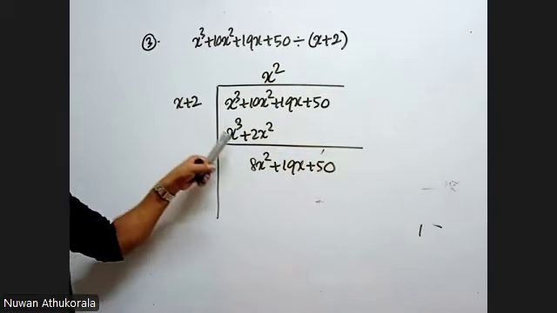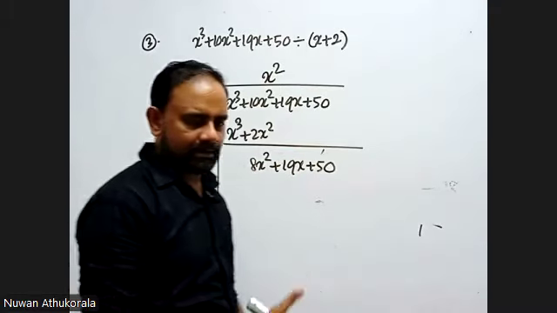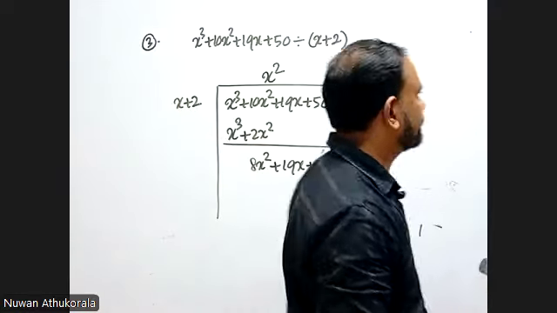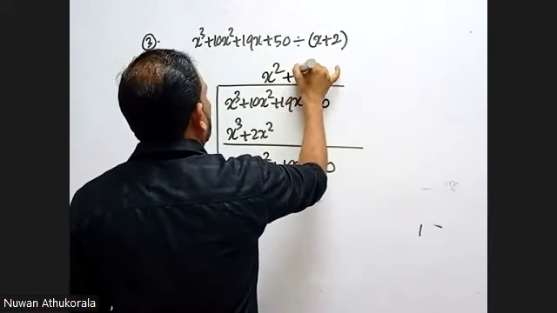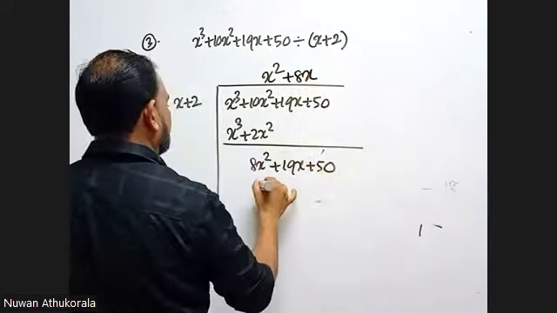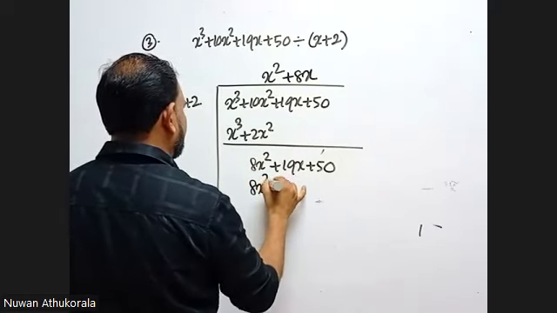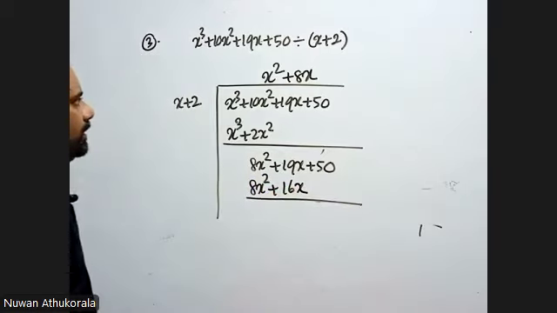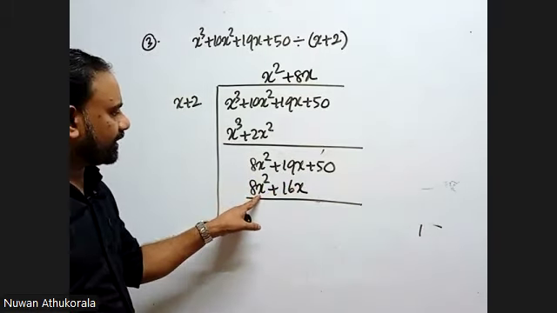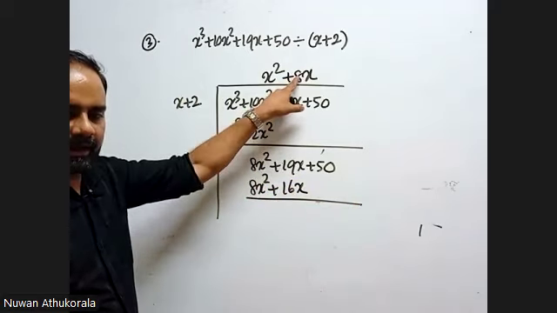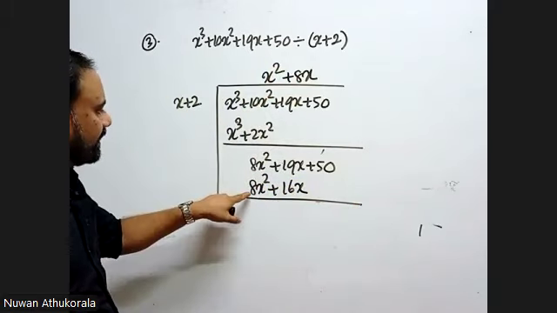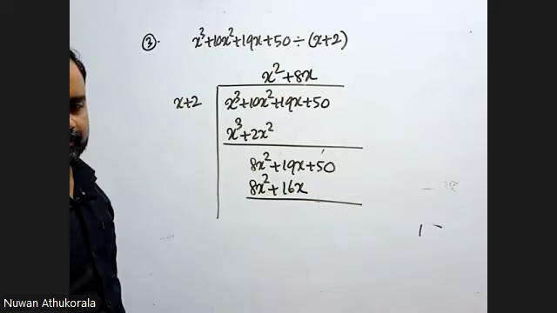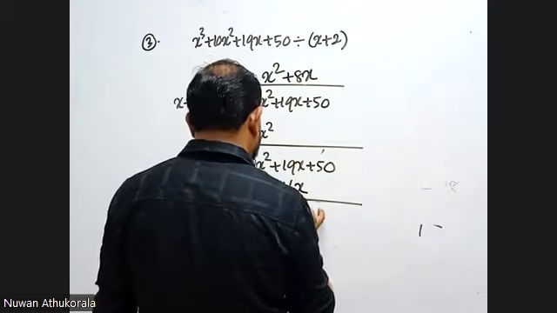How to convert x into 8x squared? Simple, x multiplied by 8x. Second term of quotient is 8x. 8x squared plus 16x. How to get 8x squared and 16x? 8x into x, 8x squared, 8x into 2, 16x. Then 3x plus 50.